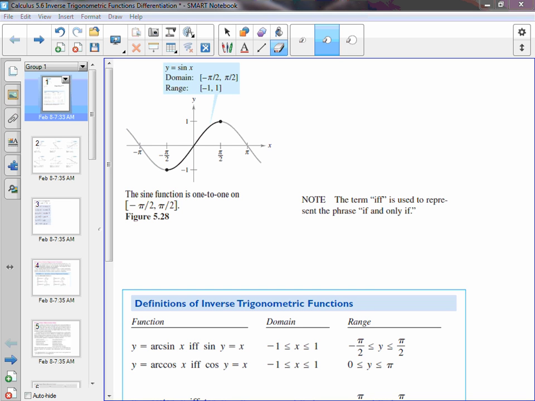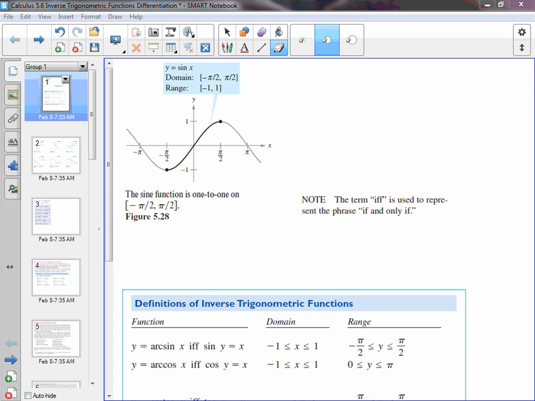So let's take a look at inverse trig functions. All right, I'm starting on page 371. You know that for a function to have an inverse, it has to be 1-to-1. It has to either be always increasing or always decreasing. And trig functions aren't like that, okay?